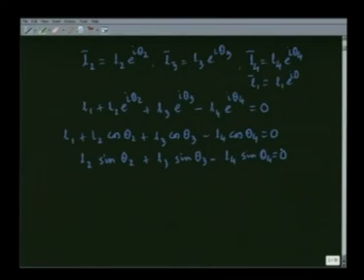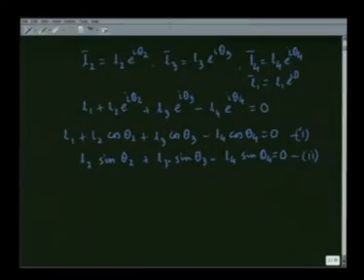Thus, because all these vectors are two-dimensional vectors, from one vector equation we get two scalar equations, like equation 1 and equation 2. Each vector equation is equivalent to two scalar equations if the vectors are two-dimensional.